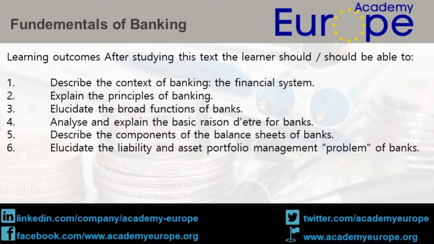Learning outcomes. After studying this text, the learner should be able to: 1. Describe the context of banking, the financial system. 2. Explain the principles of banking. 3. Elucidate the broad functions of banks. 4. Analyze and explain the basic raison d'etre for banks. 5. Describe the components of the balance sheets of banks. 6. Elucidate the liability and asset portfolio management problem of banks.